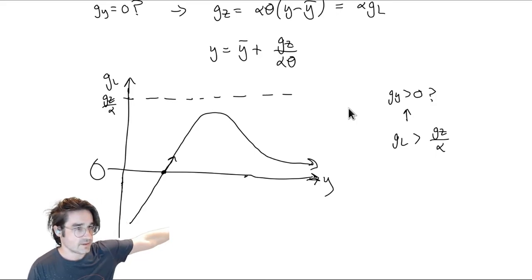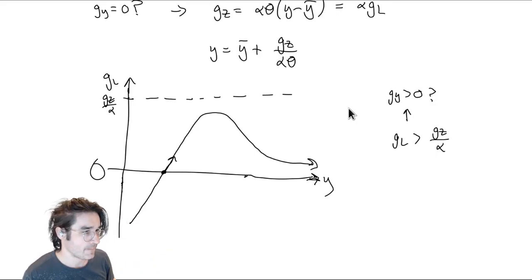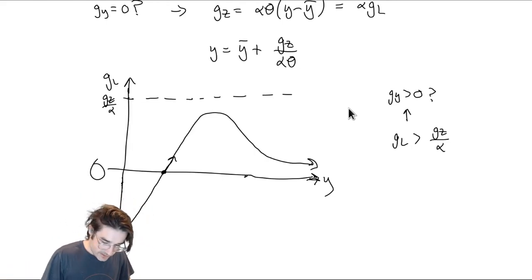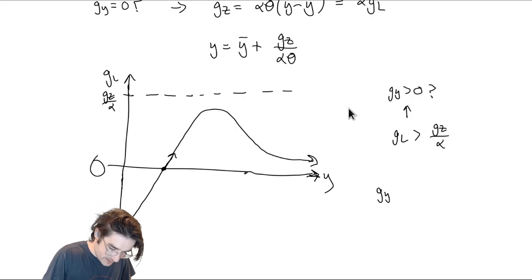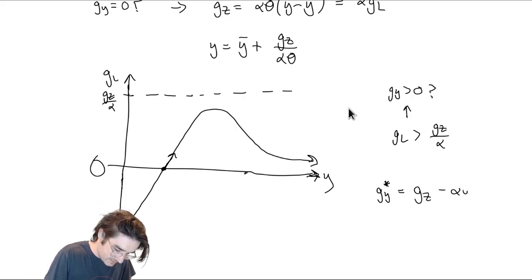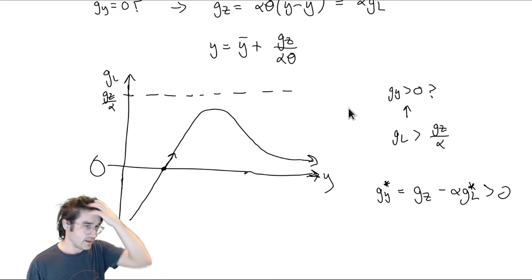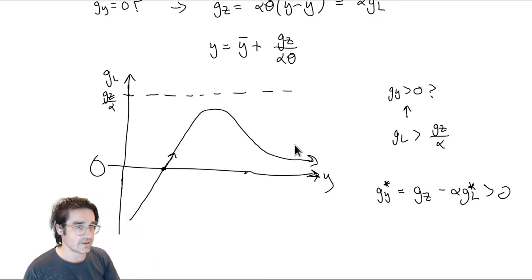And since you're always below that line, you're just going to keep going and going and going until y grows exponentially. And what's the growth rate of GY going to be in the limit? Well, it's going to be GZ minus alpha GL, but that's going to be positive, and this is going to be like GL star. That's that limiting 2% rich country growth rate. So you're going to go way out here.